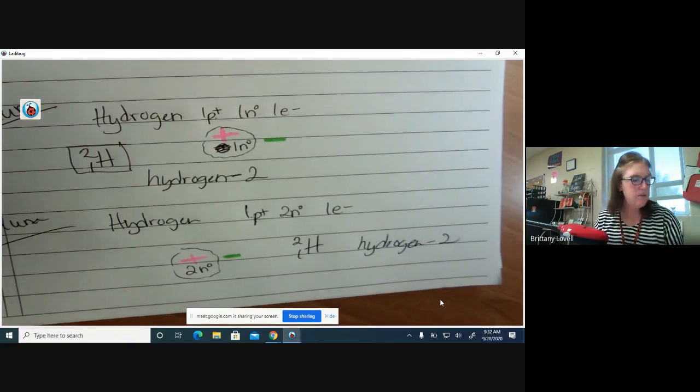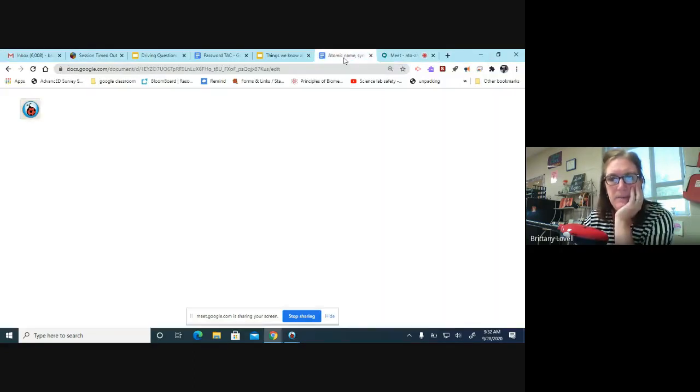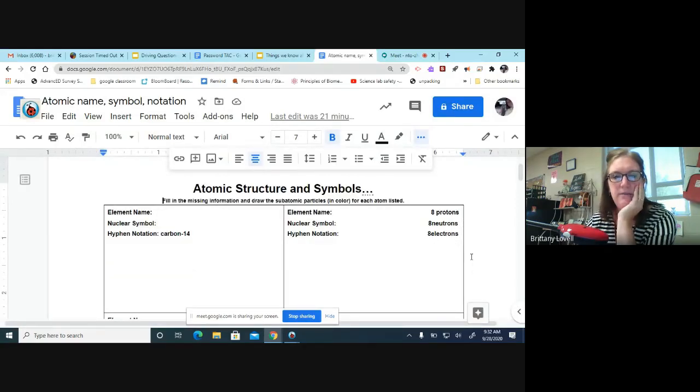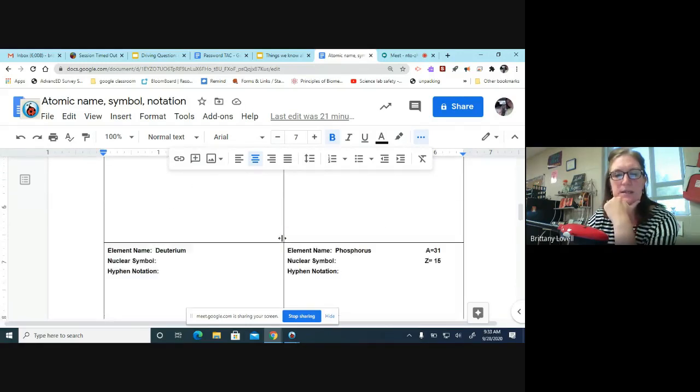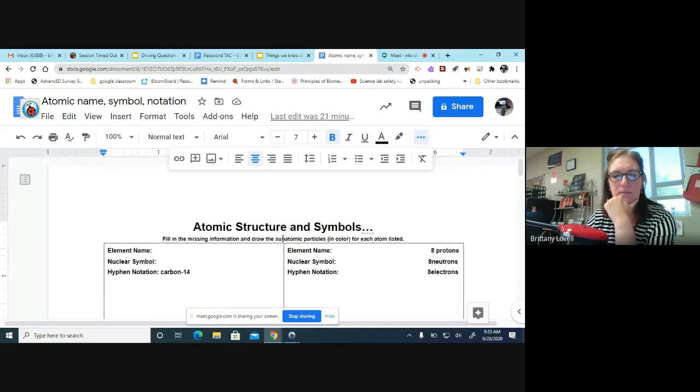The next thing that I had them do today is start on this worksheet, and this is what I would like you to start on as well. Okay, if I can get that pulled up here. So this is what's listed, and it says fill in the missing information and draw the subatomic particles in color for each atom listed. There are 8 total, with different pieces of the puzzle on each one, but these all represent atoms of an element.